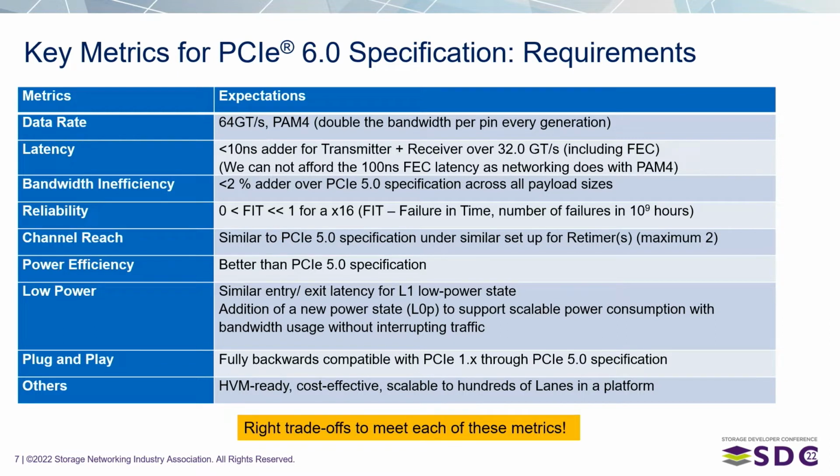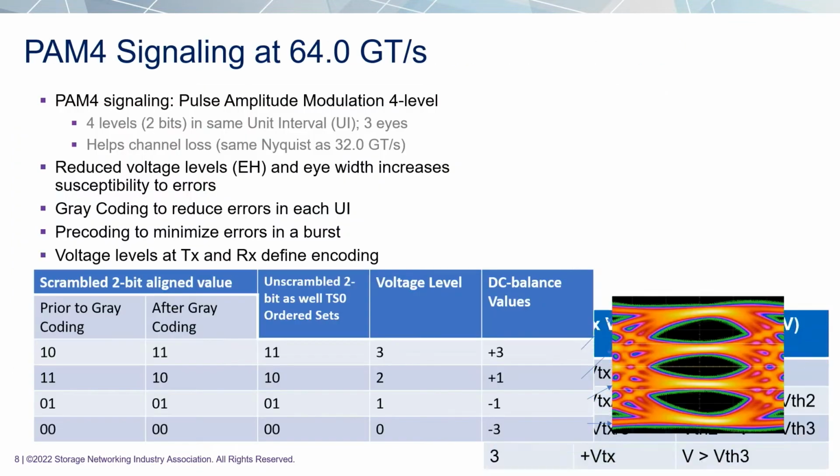And another thing is plug and play, right? Full backward compatibility, again, is not an easy thing to move away from, because otherwise it causes a lot more issues and challenges. And of course, it has to be high volume manufacturing ready. It cannot be a niche kind of technology, right? Very cost effective, scalable to hundreds of lanes in a platform. So these are the right trade-offs, and we had to meet each and every one of these metrics.